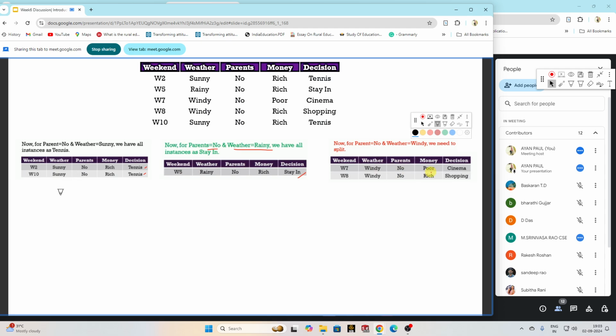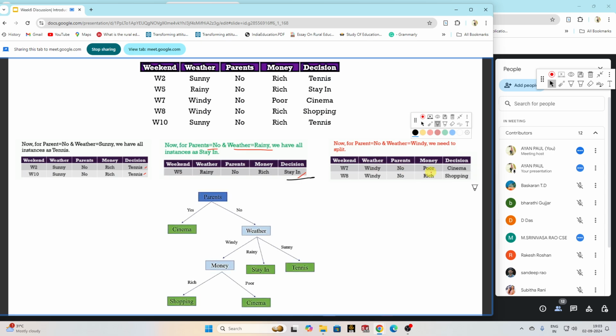Whether we have three things, one is sunny, one is rainy and one is windy. Whenever we are splitting with respect to Sunny, our decision is only coming tennis. Whenever we are splitting with respect to Rainy, our decision is coming stay in. Whenever we are splitting with respect to Windy, there are two decisions coming, either cinema or shopping. Okay, so now we can easily make our decision tree.